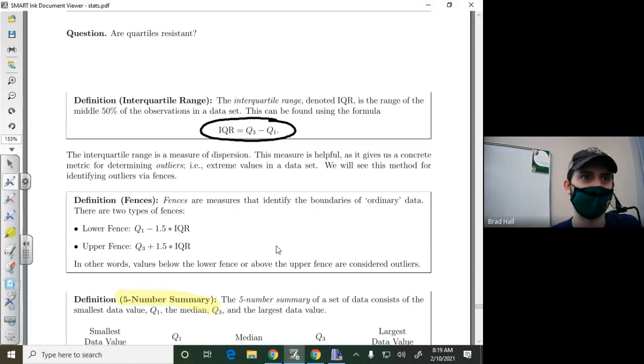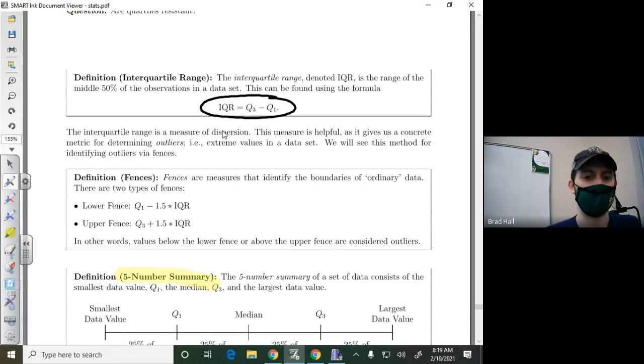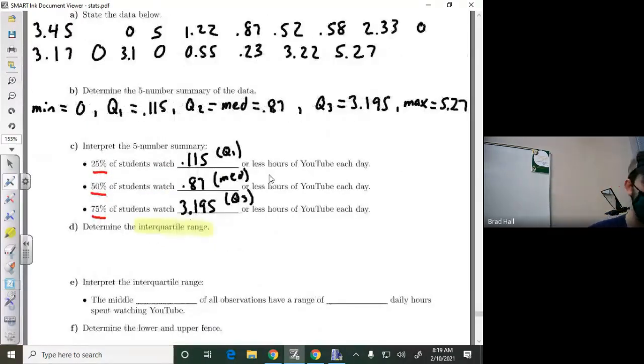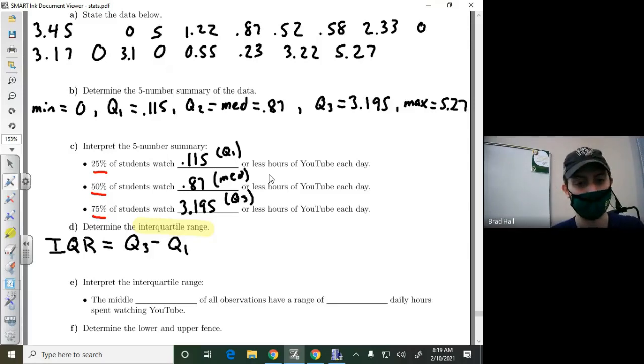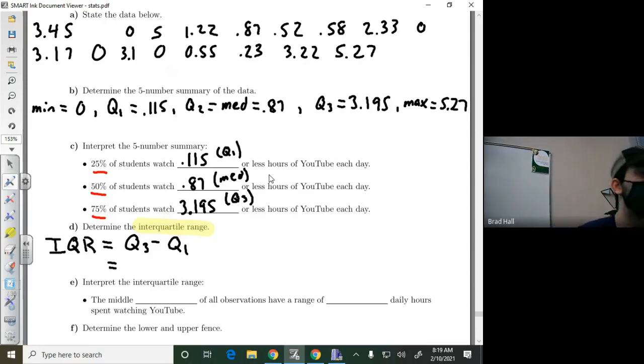The calculator doesn't give it, but we can go one step further. I'll rewrite the formula down here. The interquartile range is denoted IQR, and it is equal to Q3 minus Q1. And this is a very important measure. Even though it's very simple to figure out, it's the range between the quartiles.